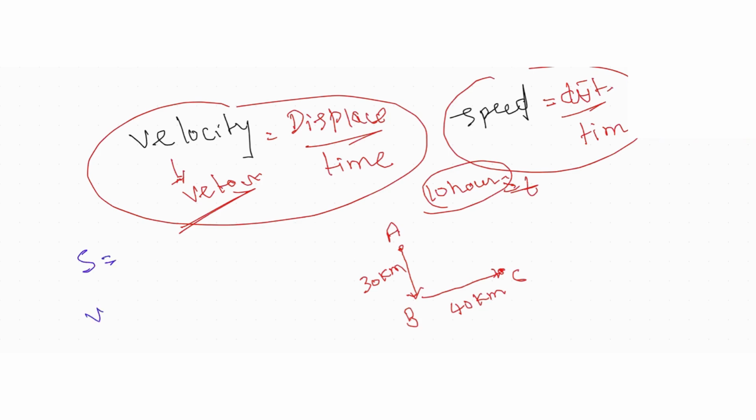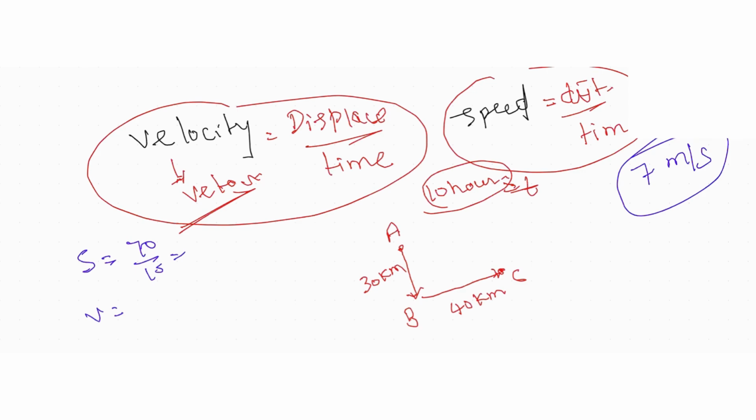Speed we represent by S, velocity we represent by V. Speed is 7 meters per second. Good, because total we traveled 70 over 10. 7 meter per second? I think no. Are you sure about 7 meter per second? Yeah, because it's 70 upon 10, right?